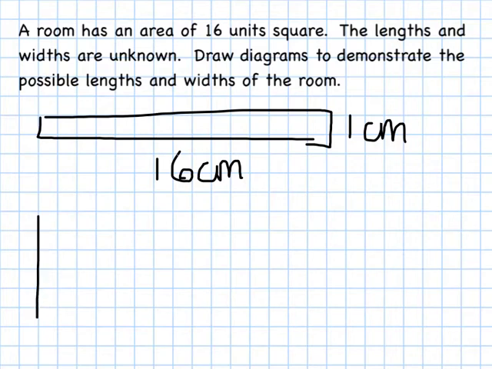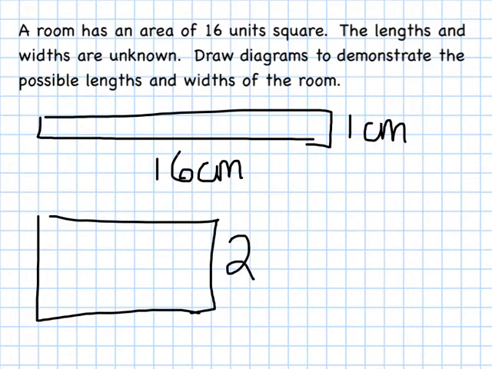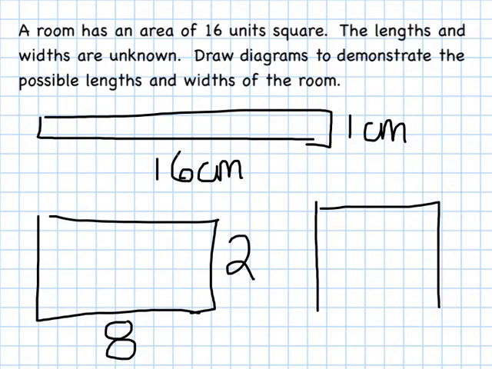Okay, I can draw another rectangle. So this time it would be 2 units by 8 units, right? And then finally, I can draw another room, and this room would be a square because I know that 4 times 4 would give me an area of 16 square units.